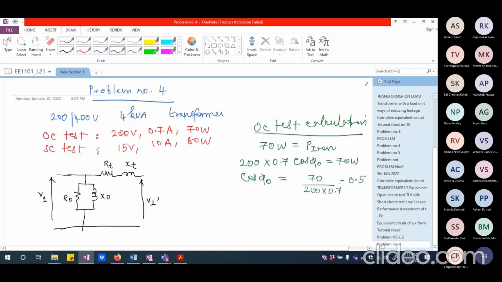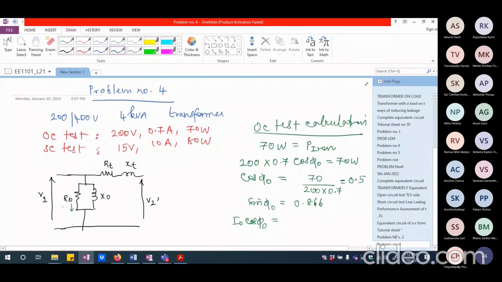This is 0.5, right? Because 70 by 0.7 is 100, 100 by 200 is 0.5. So cos phi naught is 0.5. So directly I should be able to say sin phi naught is 0.866 because this is 60 degrees, right? So I can say I naught cos phi naught will be what is the current through this.